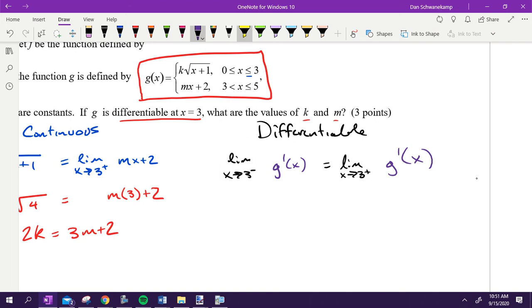With your neighbor, find the derivative of that first one. That's going to go right here. Remember that k in this case is a constant. It's like the number 2 or the number 4. First thing I would do is rewrite it. That would be my first thing. I would write that as k times (x plus 1) to the 1/2 power. Take the derivative. Go.